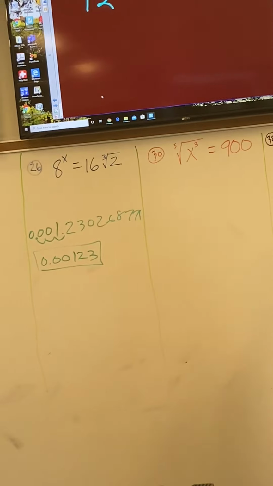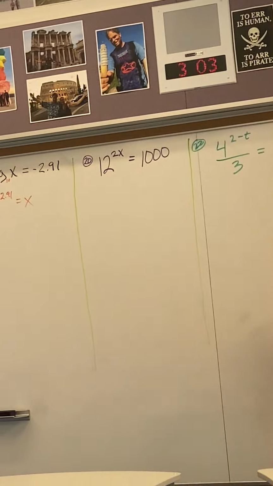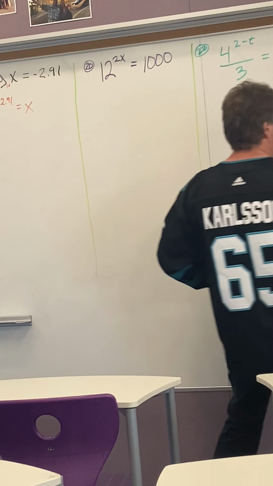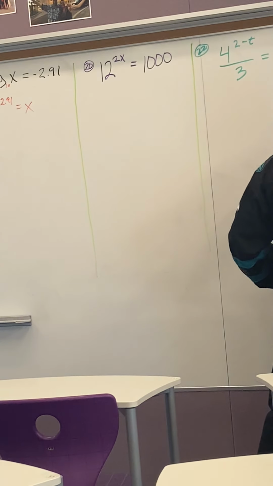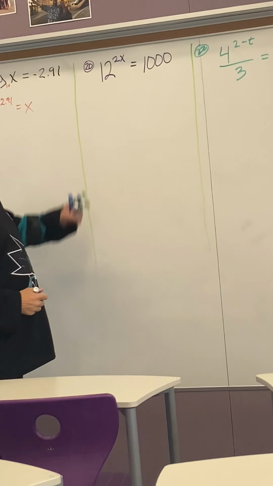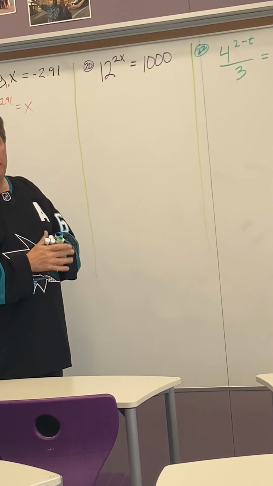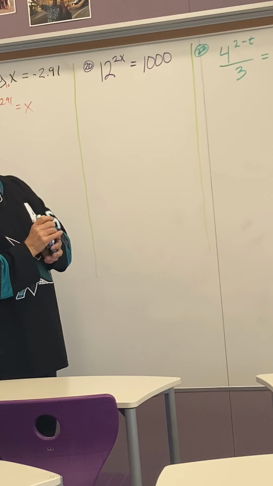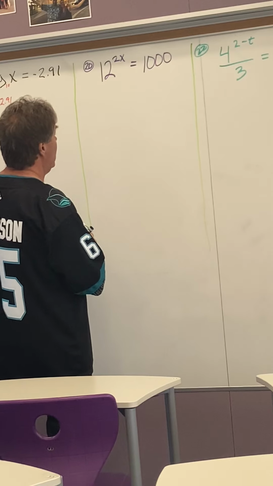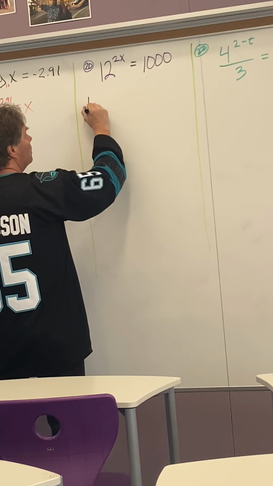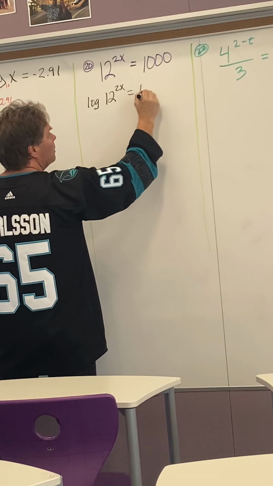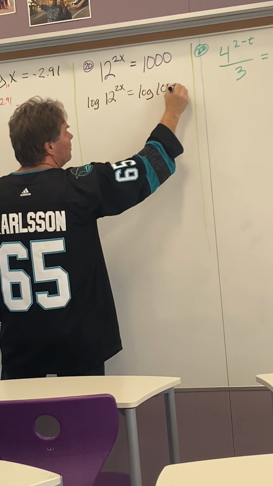Okay, this guy, 12 to the 2x equals 1,000. I have that written right here. Well, I can't make 12 and 1,000 powers of the same base. It would be nice if I could, but I can't. So what am I going to have to do? I'm going to have to take log of both sides. So log of 12 to the 2x is log of 1,000.